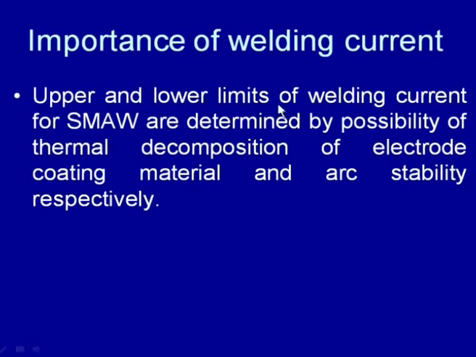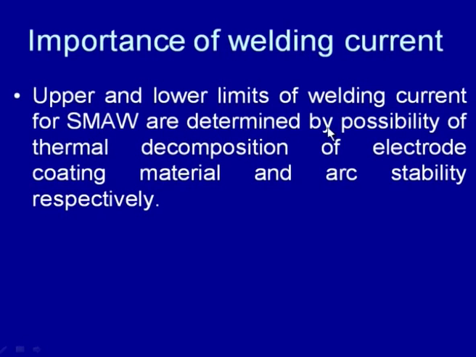So, now we will see that the proper value of the current setting is important for the welding purpose. If we set an inappropriate welding current, then it will lead to undesirable effects in the weld joints being made, and this includes what upper and what lower level of current should be set, so that a sound weld joint can be made using shielded metal arc welding.